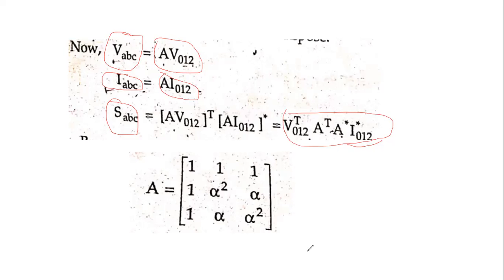In this formula, what is the A matrix? A is equal to 1, 1, 1; 1, alpha square, alpha; 1, alpha, alpha square. This is the matrix A.